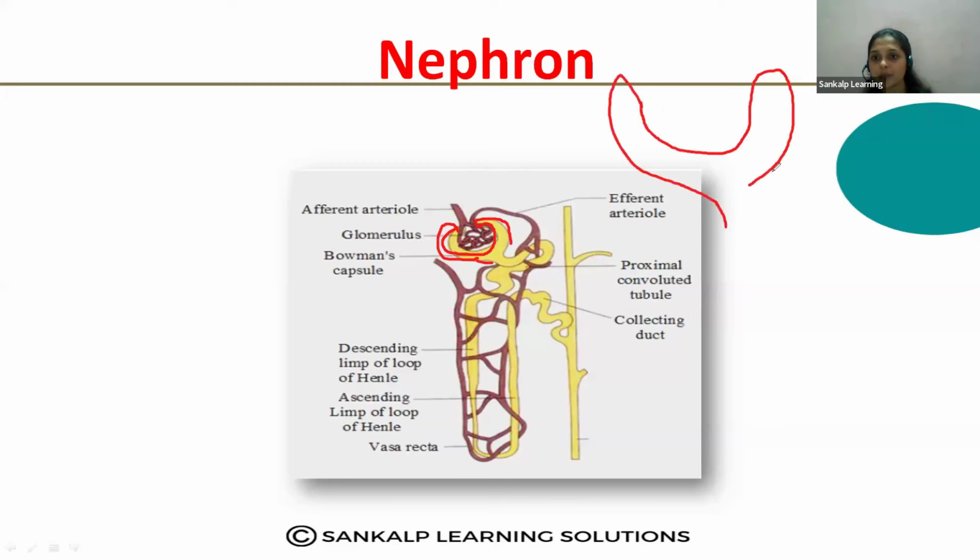This Bowman's capsule contains the blood vessels. Blood is carried to this Bowman's capsule. So here purification happens, the blood is filtered. Okay, you know what filtration is. Here these blood vessels and this Bowman's capsule together are called a glomerulus. You can observe the blood vessels and this cup shaped structure, the Bowman's capsule, together called a glomerulus. Then here filtration of the blood takes place. See, blood is carried here, and here the blood is being filtered.